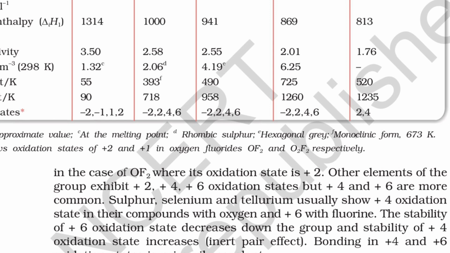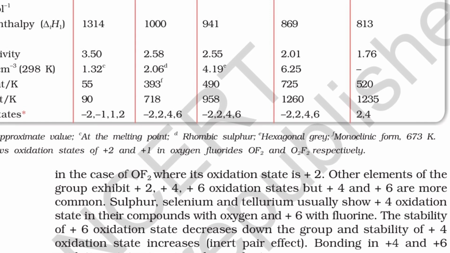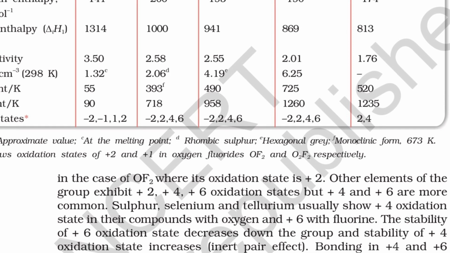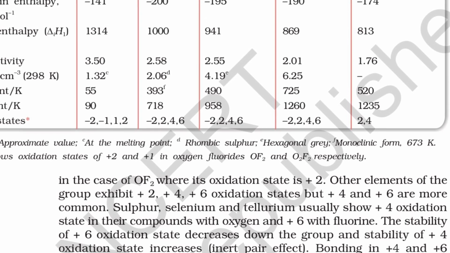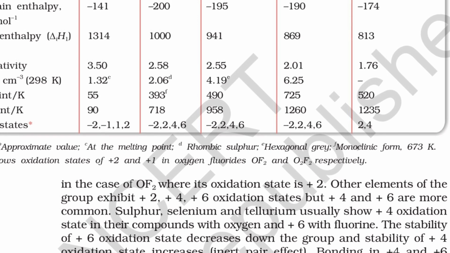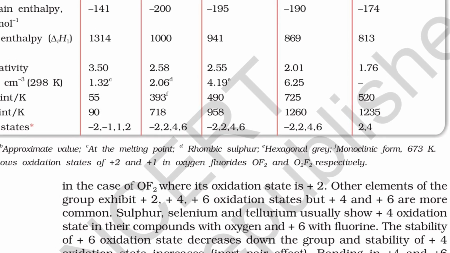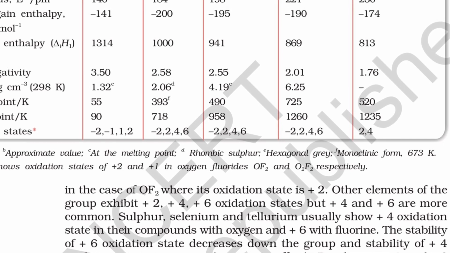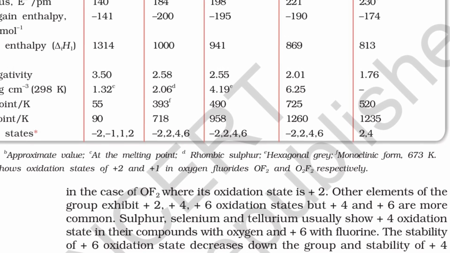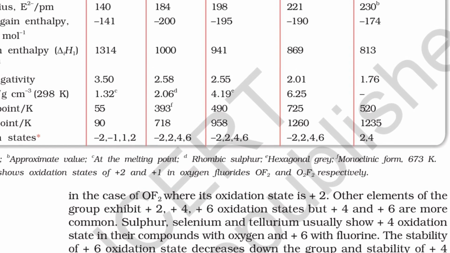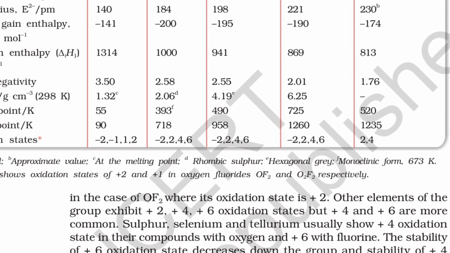Sulfur, selenium, tellurium usually show the +4 oxidation state in their compounds with oxygen and +6 with fluorine. So with oxygen +4, with fluorine +6. Remember this point. The stability of the +6 oxidation state decreases down the group, and the stability of the +4 oxidation state increases. This is the inert pair effect. Bonding in +4 and +6 oxidation states is primarily covalent. Higher oxidation states are generally covalent.